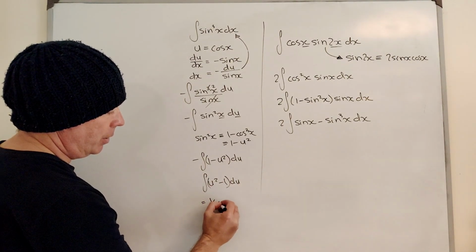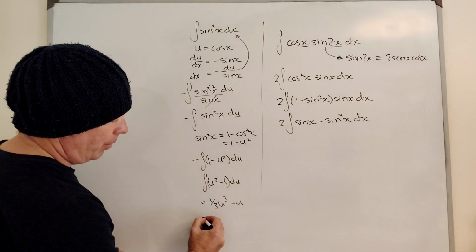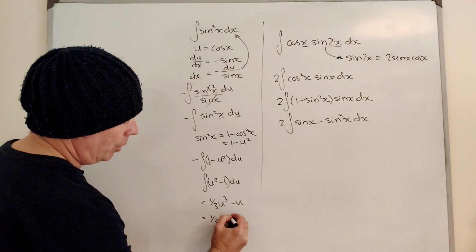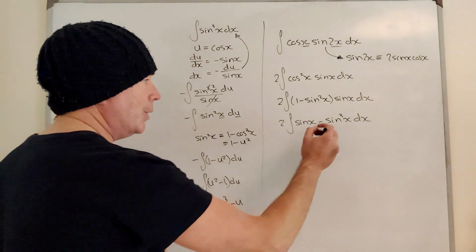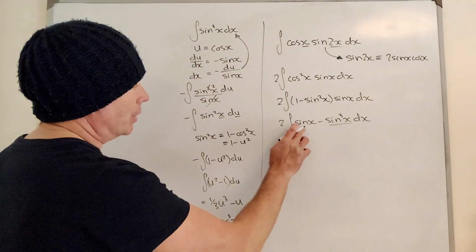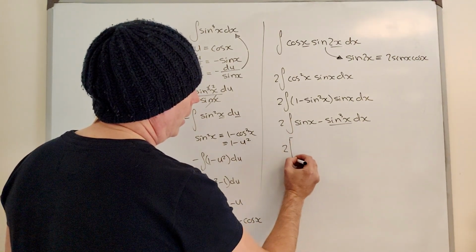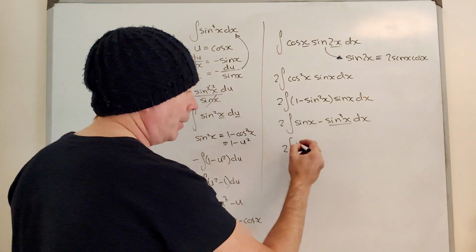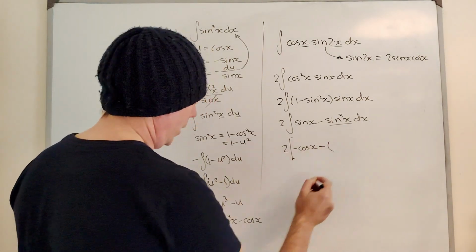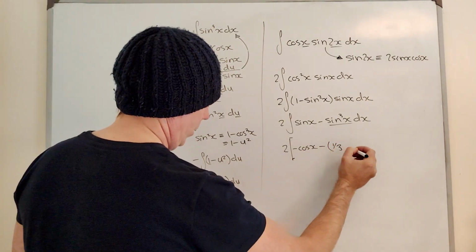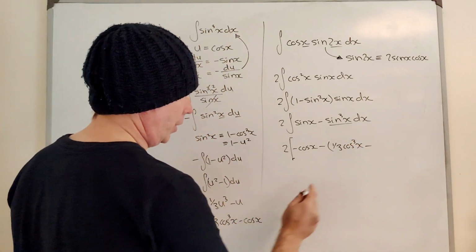I get a third u cubed minus u. I'm not going to put plus c, I'll worry about that over here. And then I'll put our substitution back in: cos cubed x minus cos x. Okay, so we've dealt with the sin cubed. Now what we need to do is deal with the sin x and multiply everything by 2. So this becomes 2 lots of, cos differentiates to negative sin, so I know that that integrates to negative cos. And I already know that that's minus a third cos cubed x minus cos x.